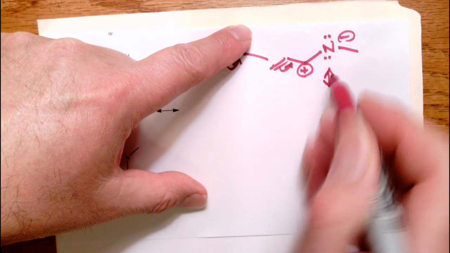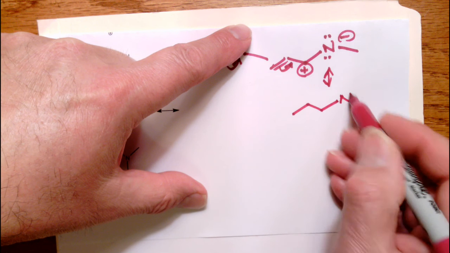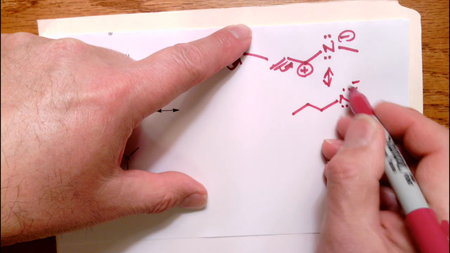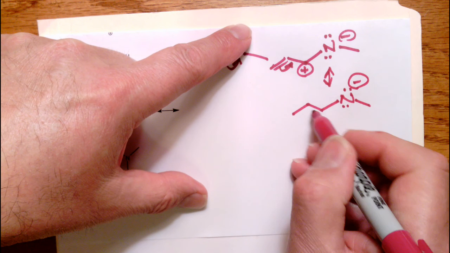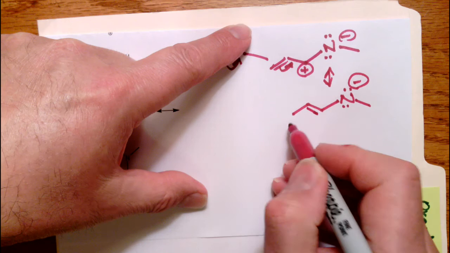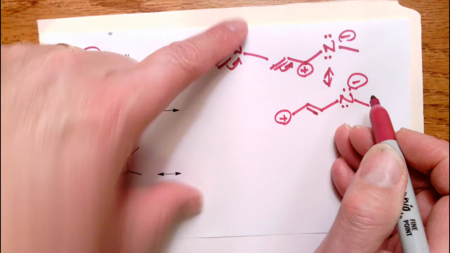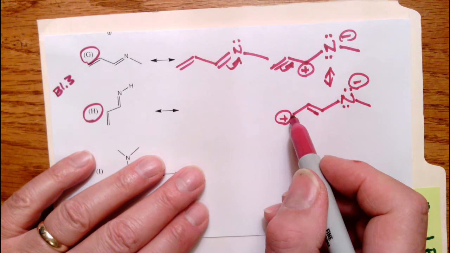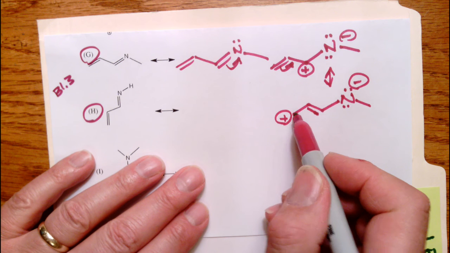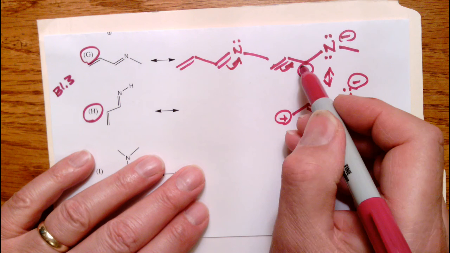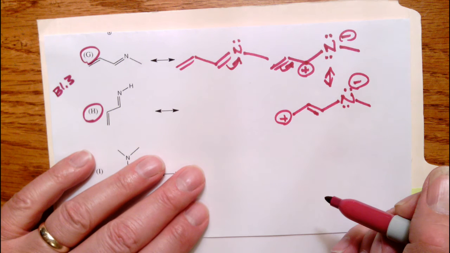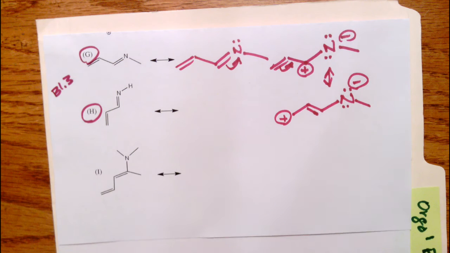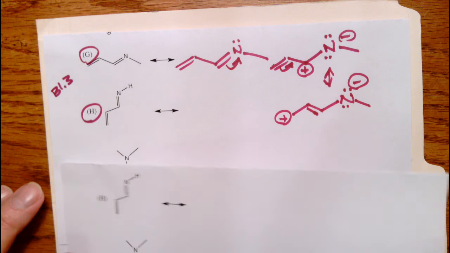So in this resonance structure, N is still negative. We have a double bond here now, and the positive would be here. Again, this positive means two hydrogens, right? We're not showing that, only two hydrogens. Positive here means only one hydrogen. So we need to go back and do some of the homework for the positive or negative on the carbon.